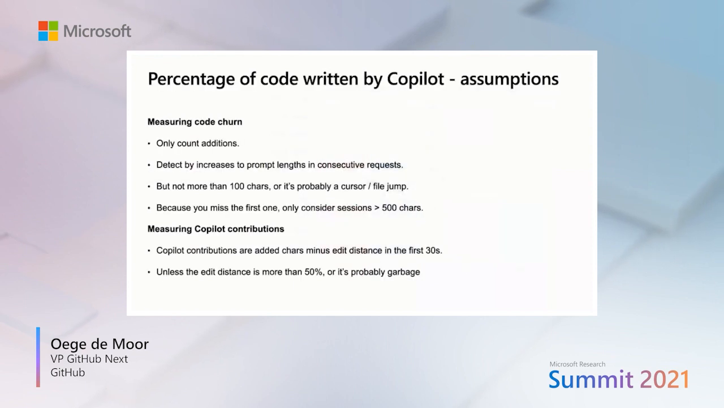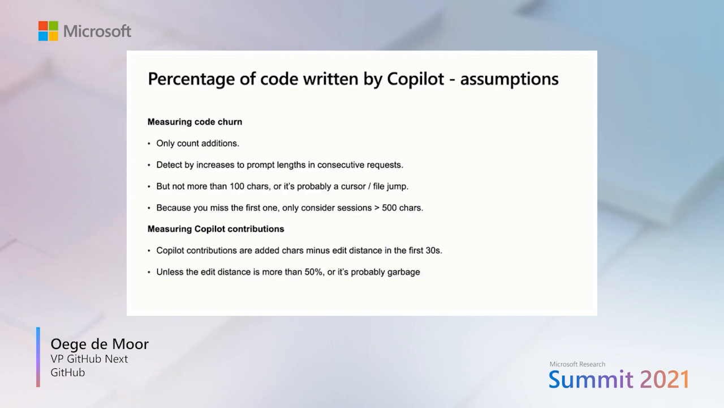Okay, so now for the final metric. Percentage of code written by Copilot. So if we want to give a percentage of the total amount of code written, we first have to define what the total amount of code written is. We're going to look at code that has changed, at code churn, and we're only going to count additions.